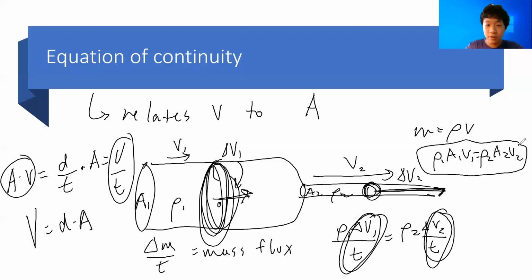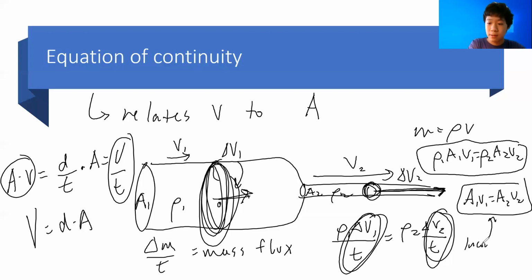So this equation relates the velocity to the density to the cross-sectional area of the pipe the water is going through. But I said earlier that we're only going to consider incompressible fluids in this class. That means the density is constant, so rho 1 will equal rho 2 in our situations, and thus they cancel out. A1 V1 equals A2 V2. So this is for incompressible fluids only, because in this case the densities are equal and they cancel out.